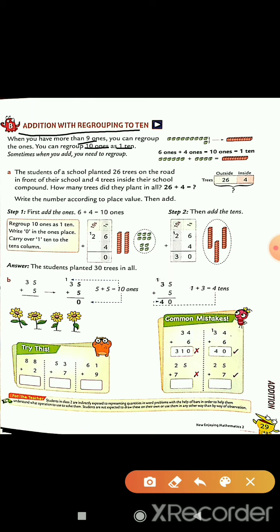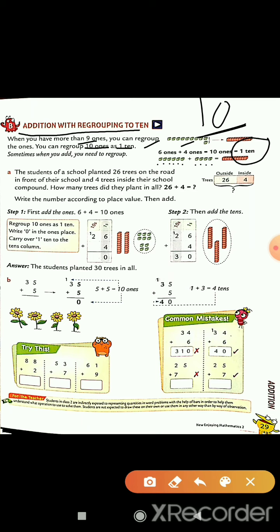Say for example, 6 ones and 4 ones. We need to add 6 and 4. Just count them together. 1, 2, 3, 4, 5, 6, 7, 8, 9, 10. We get 10 ones. Now we can regroup 10 ones as 1 ten. When we add anything, sometimes we need to regroup also.